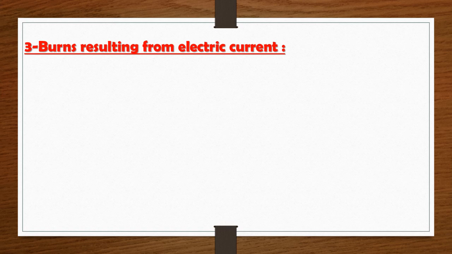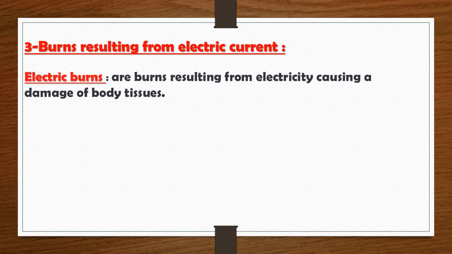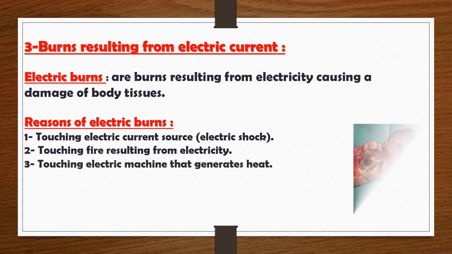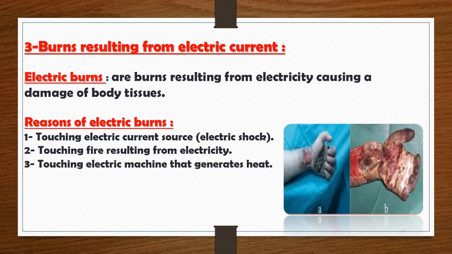Another injury, my friends, is the electric burn. Electric burns are burns resulting from electricity causing damage in body tissues. What are the reasons of electric burns? Touching an electric current source, touching fire resulting from electricity, touching an electric machine that generates heat. All this may cause electric burn.